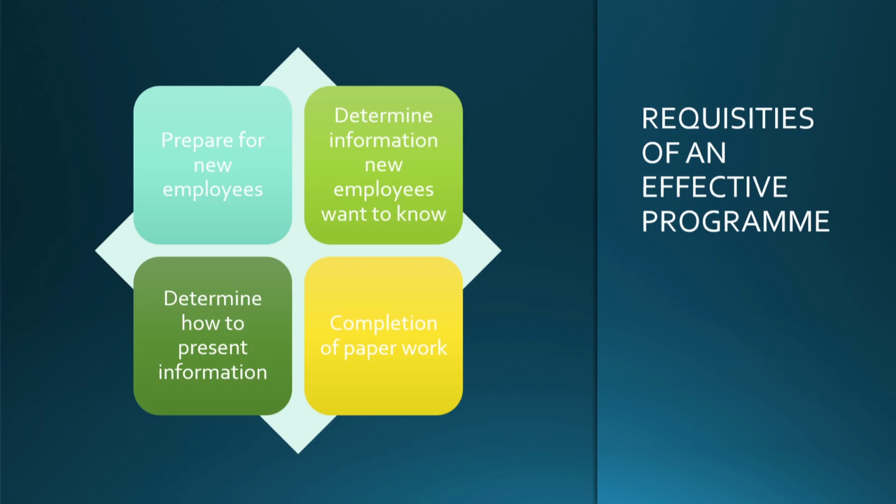Requisites of an effective orientation program. What are the prerequisites? We can say the requirements for an effective program of orientation. We have to first prepare for new employees. So we need to determine how to present the information and determine the information new employees want to know, and then complete the paperwork.